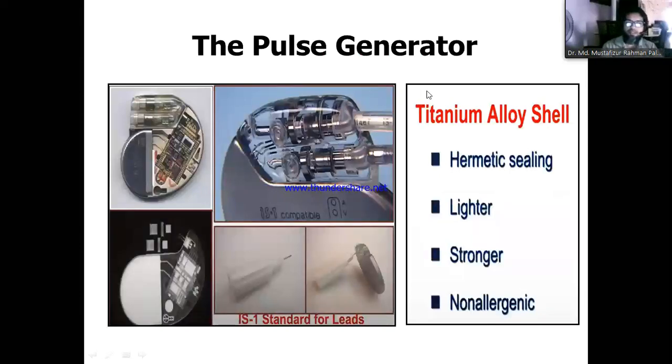The pulse generator is a titanium alloy shell with hermetic sealing. Body fluid cannot enter it, so the circuitry and battery cannot be destroyed. It is lighter, stronger, and non-allergic. Screwing occurs during implantation when the lead is introduced inside the connector.